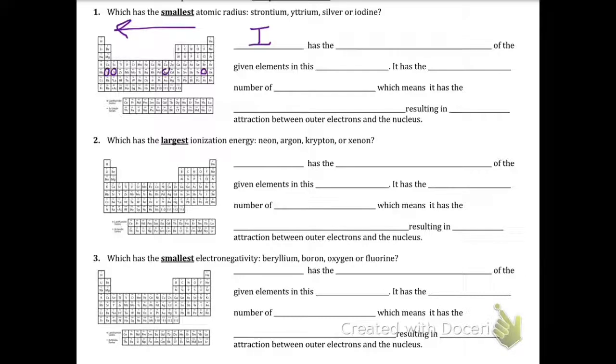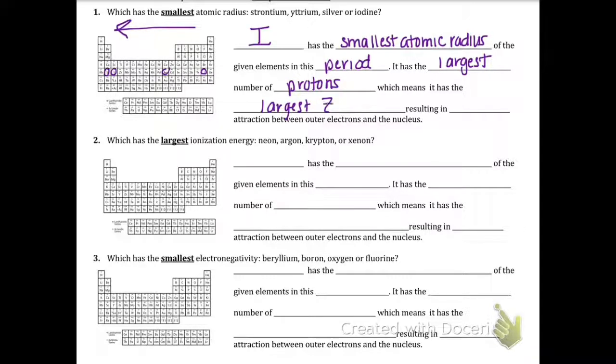Iodine has the smallest atomic radius of the elements in this period. Period tells us that we're talking about protons and Zeff. Iodine is on the far right-hand side, so it has the largest number of protons, which means it has the largest Zeff, resulting in a larger attraction because that hug is very, very strong between them.